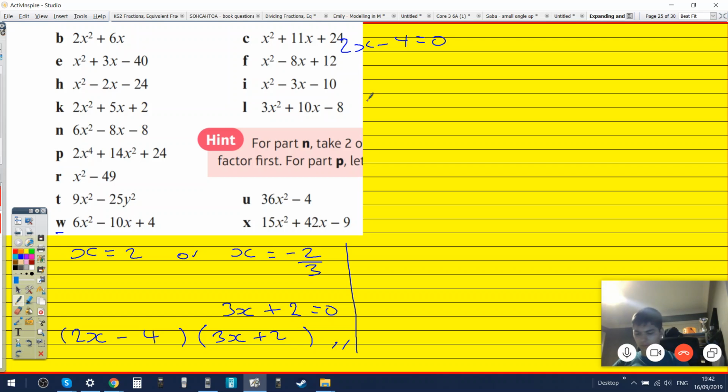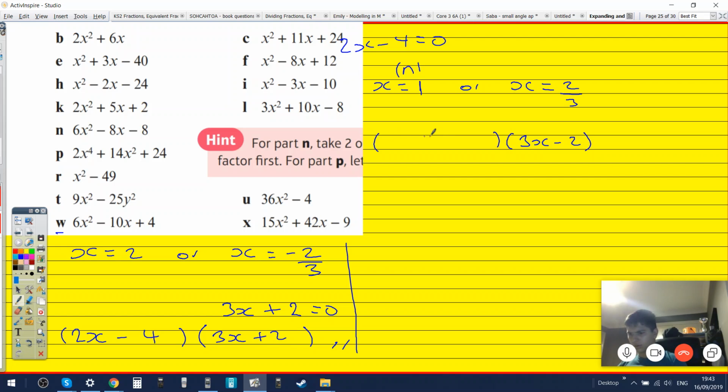So 6 equals. I said x1 is 1, so x equals 1. And then x2 is, x equals 2 over 3. So does that mean one of them will be 3x minus 2? And then the other one will be x minus 1 equals 0.